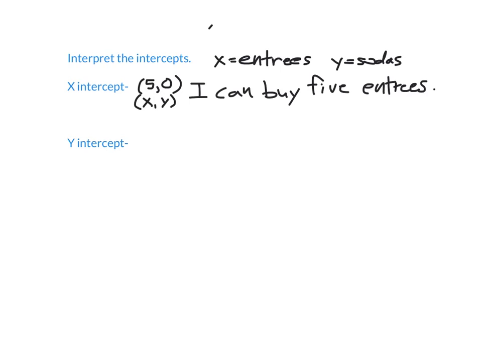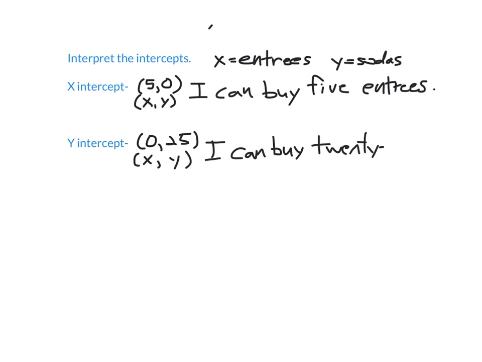Now let's look at the y-intercept. My y-intercept was 0, 25. Again, ordered pairs always go x, y. X is entrees, y is sodas. So this intercept means that if I buy 0 entrees, I can buy 25 sodas. I can buy 25 sodas with my $50 there. So 25 sodas. So that's my interpretation. Again, putting words to the variables and then telling me a story about the math problem.